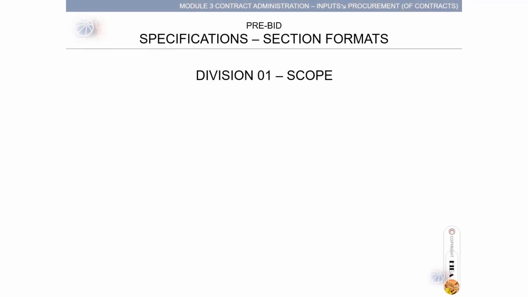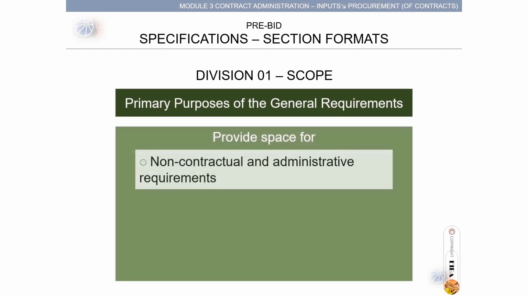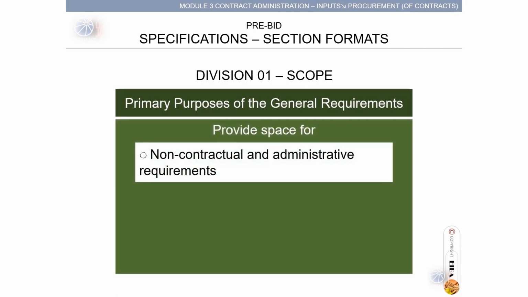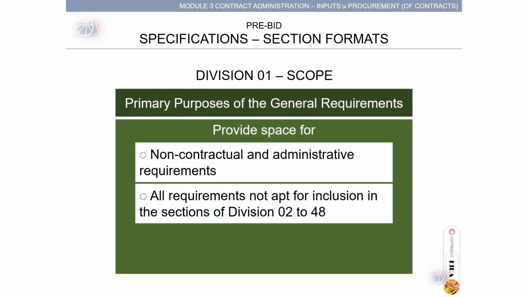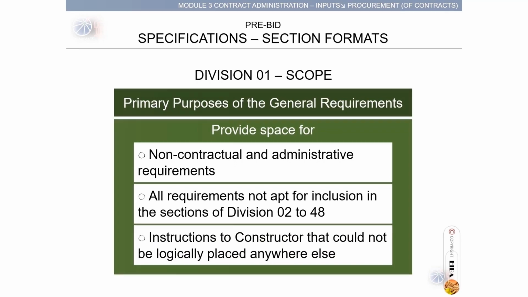Division 01 Scope states the primary purposes of the general requirements and provides space for writing non-contractual and administrative requirements. These are all requirements not up for inclusion in the sections of Divisions 02 to 48, and instructions to constructors that could not be logically placed anywhere else.